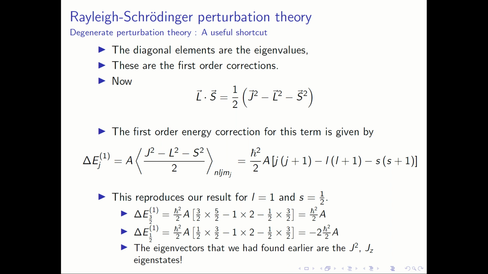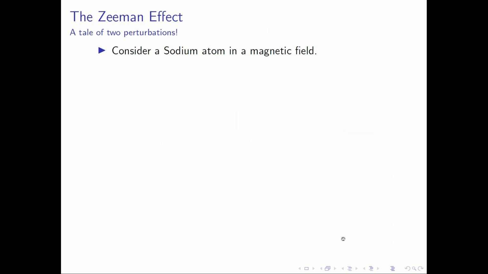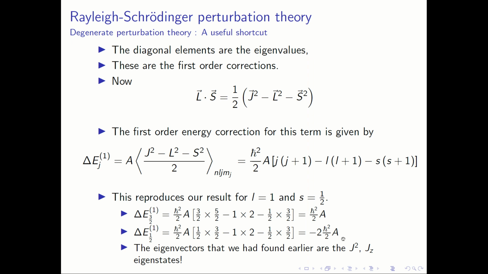So let's now go over to a slightly more complicated situation. This is physically the same system, but now we have switched on a magnetic field. So we are considering a sodium atom in a magnetic field. But before we go there, let me just talk a bit about the physical consequence of the degenerate perturbation theory result that we have found.